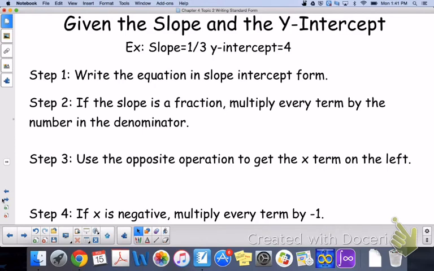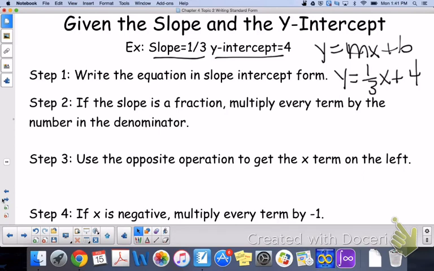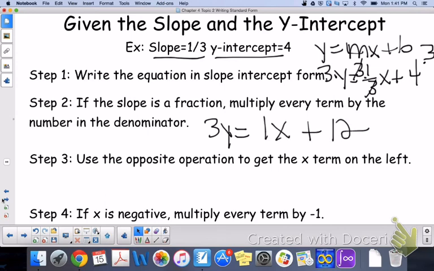Now, we are given the slope and the y-intercept. When we are given the slope and the y-intercept, it is easiest to write it into slope-intercept form, right? Remember, slope-intercept form is y equals mx plus b. So we have a slope of 1/3, so y equals 1/3 x, a y-intercept of 4, 1/3 x plus 4. If the slope is a fraction, multiply every term by the number in the denominator. So we're going to multiply every term, the y, the 1/3 x, and the 4. So you get 3y. The 3's cancel, so equals 1x plus 4 times 3 is 12.